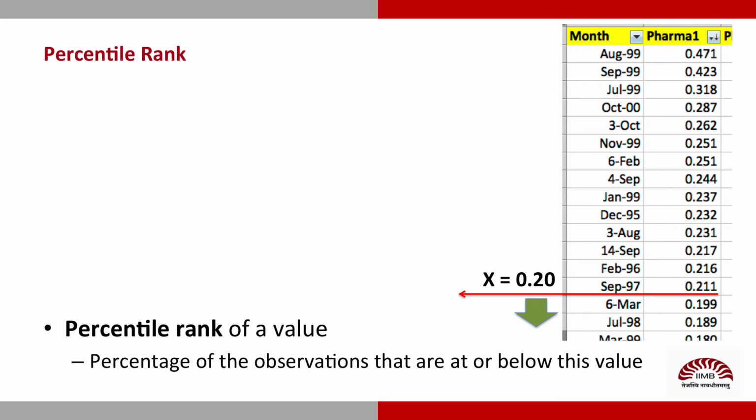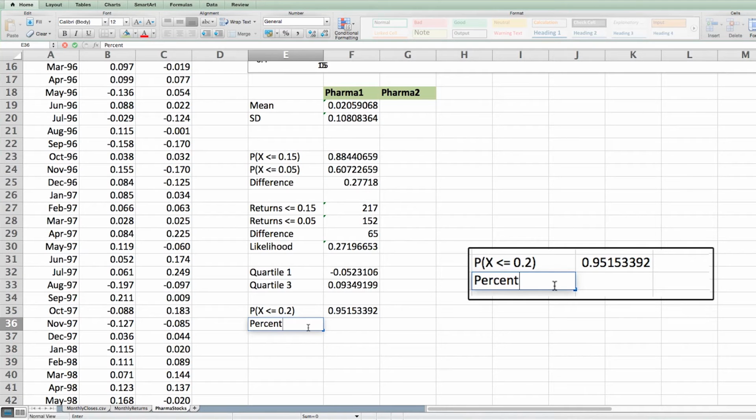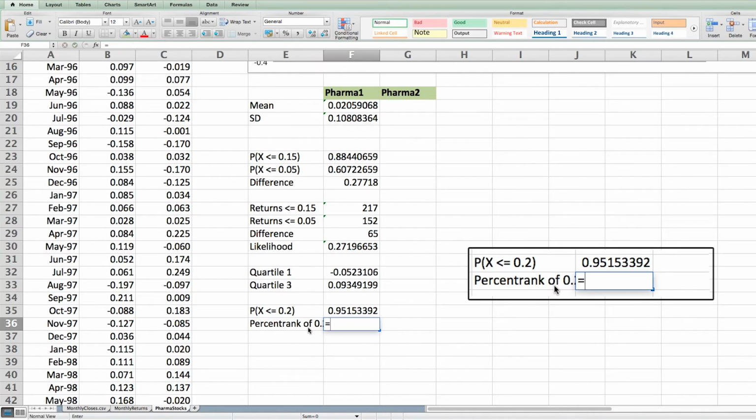Remember, we have percent rank to help us with the actual returns. So I have percent rank of 0.2, and that is given by percent rank of array, which is b colon b, and 0.2. And I get 0.941 or 94.1%.